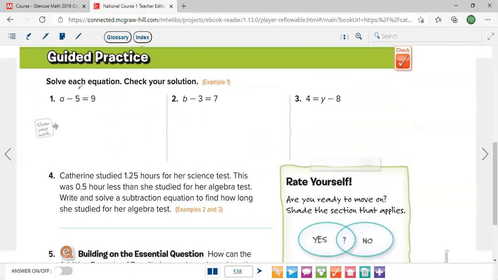The guided practice, solve each equation and check your solution. Just solve. I need you just to solve. This is subtraction equation, so we will use addition, so plus 5 plus 5. And addition will cancel subtraction. So A remains in the left-hand side, and 9 plus 5 will give you 14. Also here subtraction equation, so we will use addition, plus 3 plus 3. And we can cancel addition with subtraction, so B remains in the left-hand side alone. 7 plus 3 is 10.